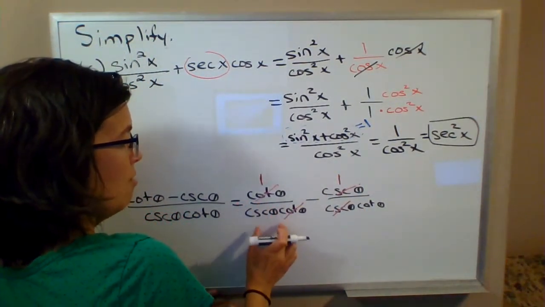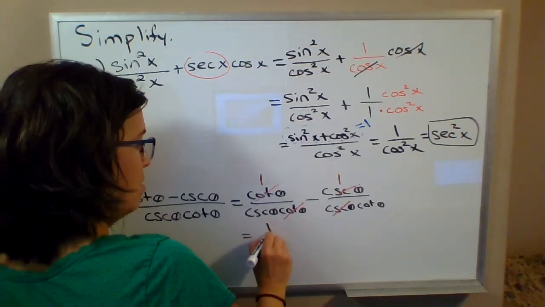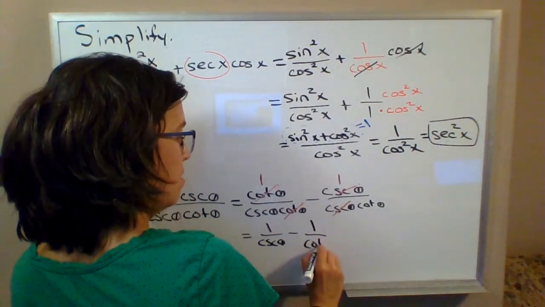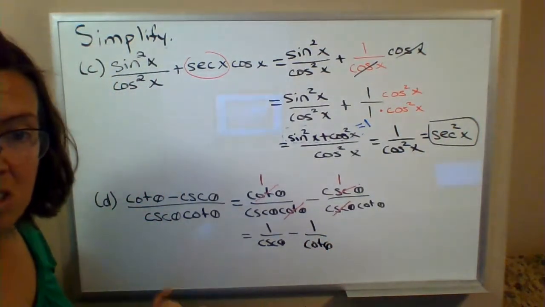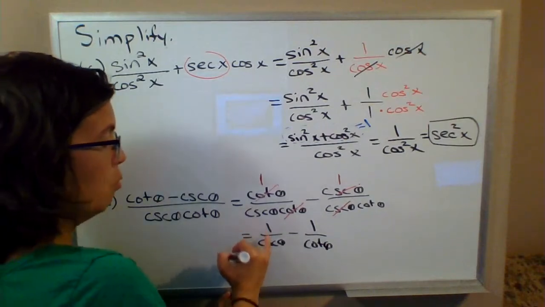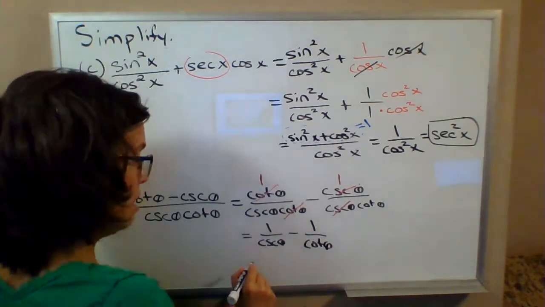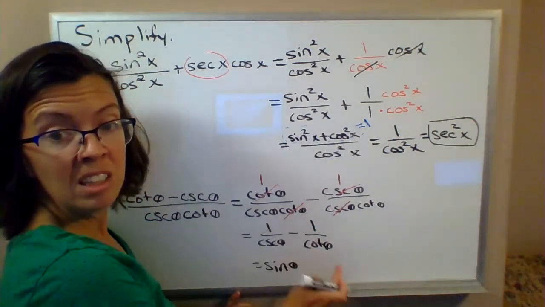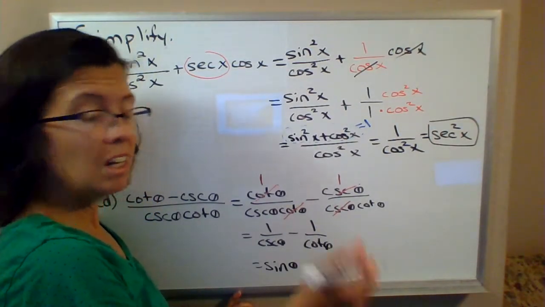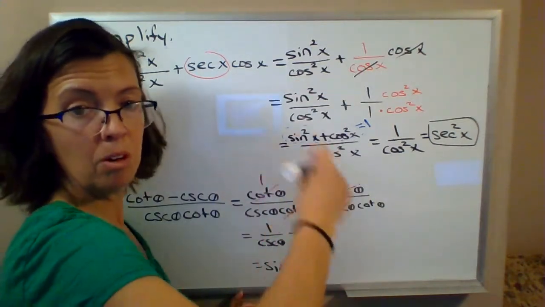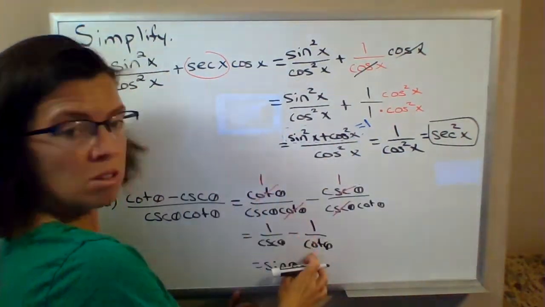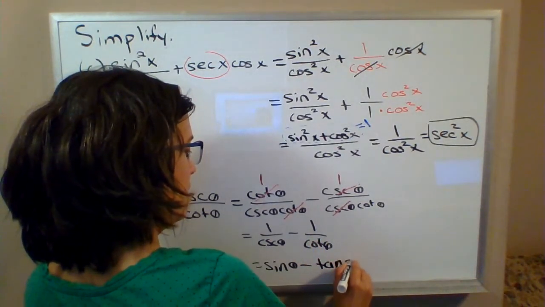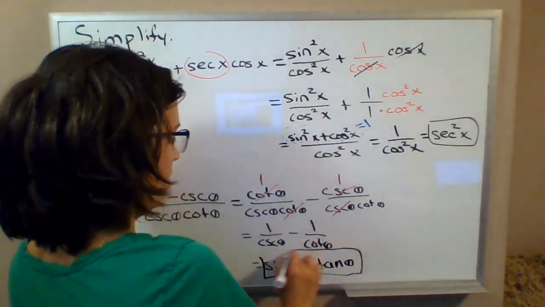And so what's left is 1 over cosecant theta minus 1 over cotangent theta. And now it's nice to know your reciprocal identities. Well, 1 over cosecant, that's the reciprocal of cosecant, which is sine theta. And 1 over cotangent, that's the reciprocal of cotangent. Anytime you see 1 over something, read that as reciprocal of blank. So this is the reciprocal of cotangent, which is tangent. And this is a nice simplified final answer.